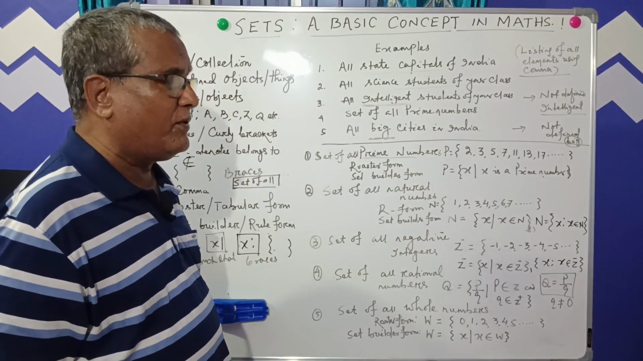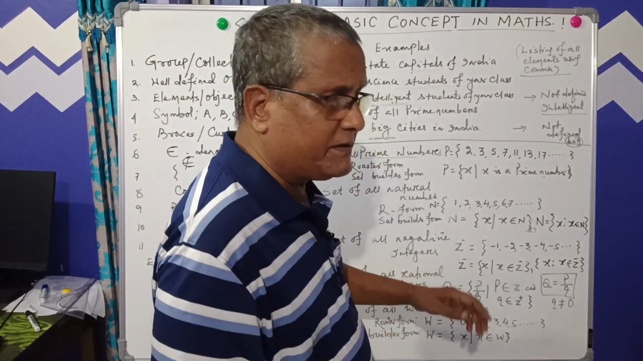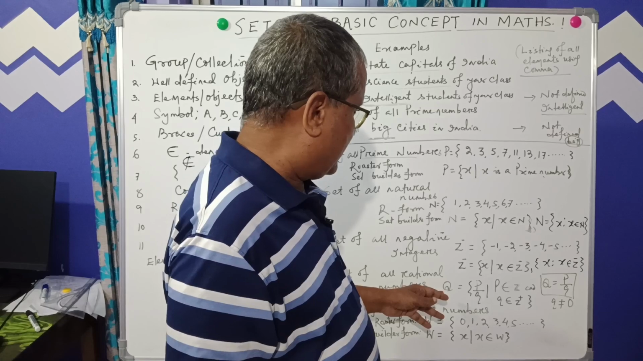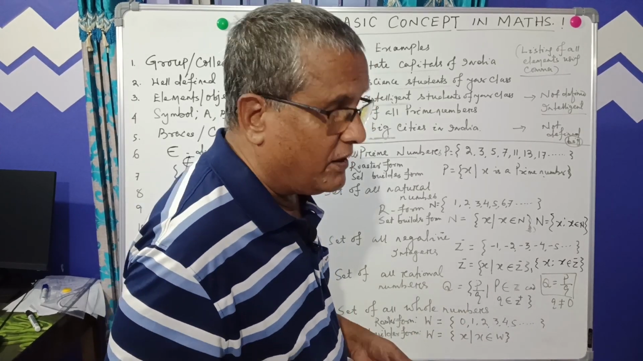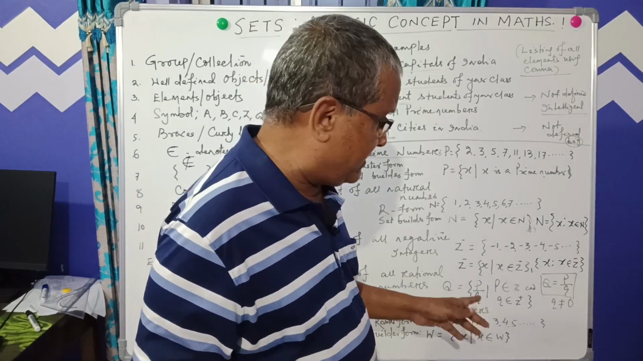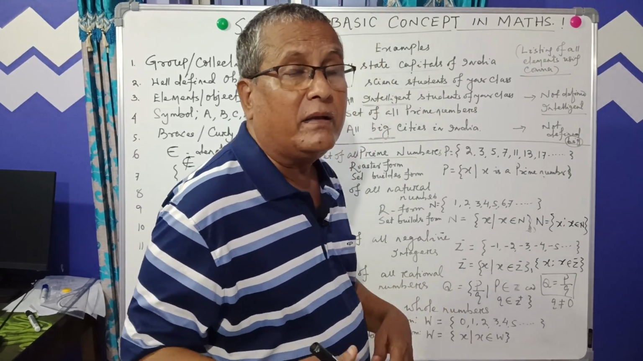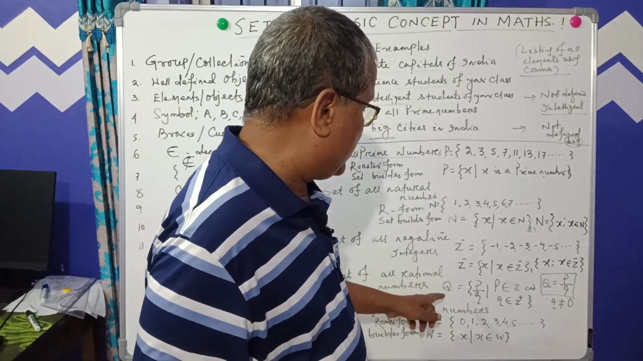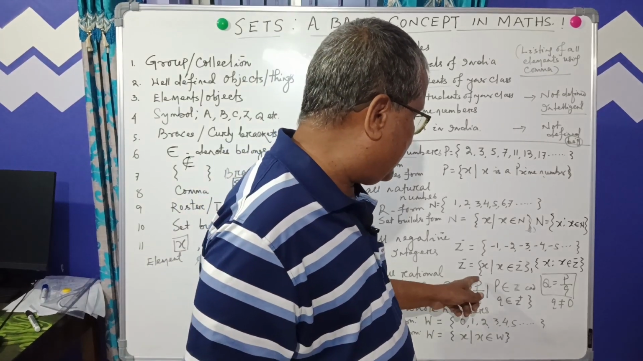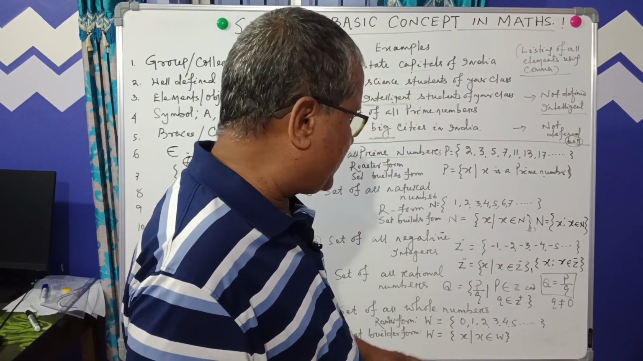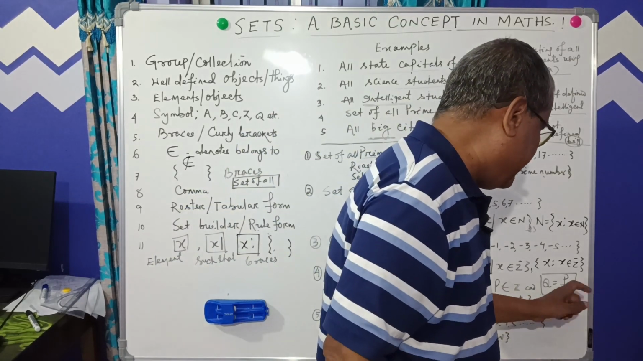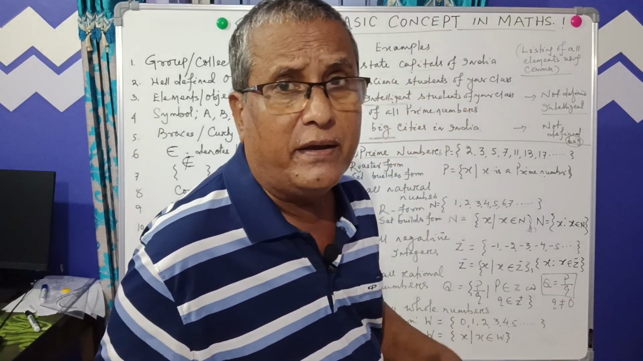Now come to example number 4, the set of all rational numbers. You have learned in class 9 and 10 that a rational number is represented by the symbol Q. In sets also, we represent rational numbers by the capital Q. The form of a rational number is p by q, numerator and denominator. But the condition is that q is not equal to 0. If q is 0, then the result will be infinite.